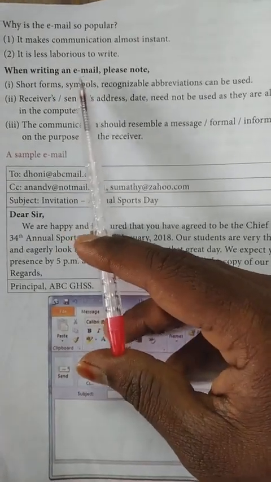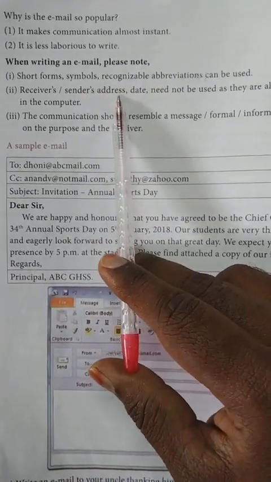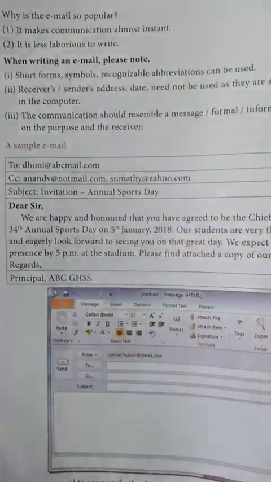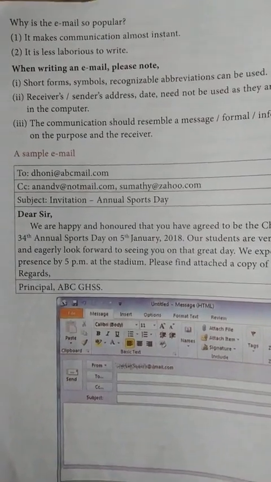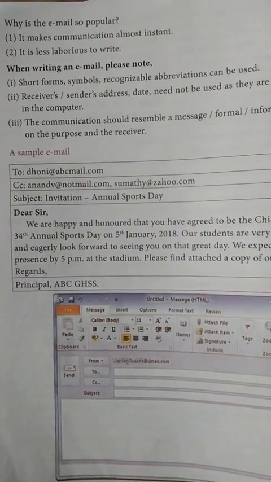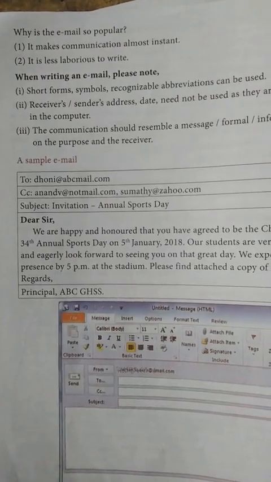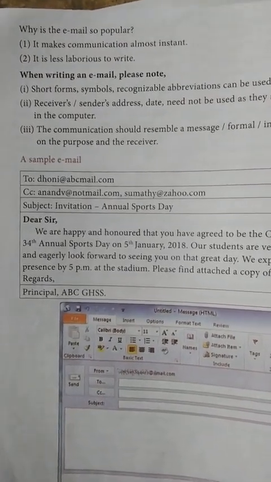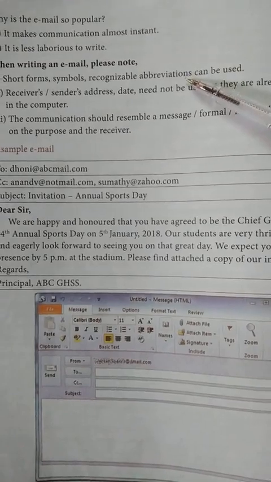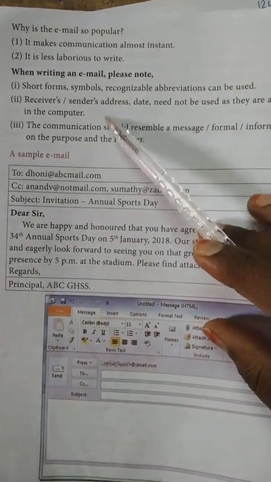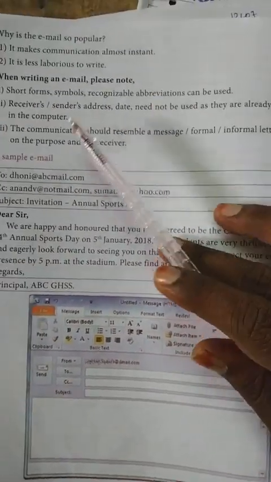So when writing an email, please note, these are the things to be remembered. What are the things? First one, short forms. So in an email, short forms can be used. Next one, what is the next one? We have symbols, right? Symbols. Then what is the next one? It is given there. Recognizable abbreviations can be used, so that things can be easily understood by everyone. Such kinds of abbreviations can be used while you are writing an email. Receiver, sender, address and date need not be used as they are already programmed in the computer.